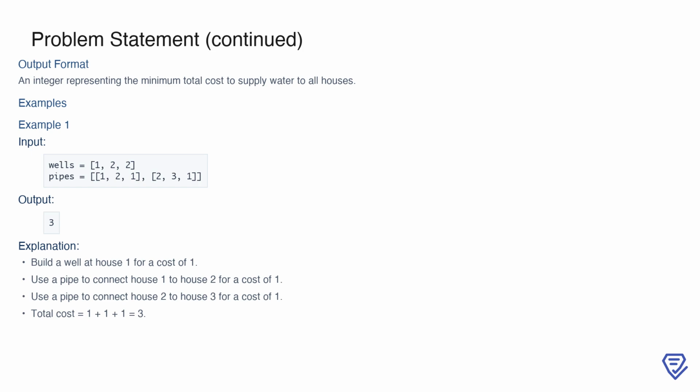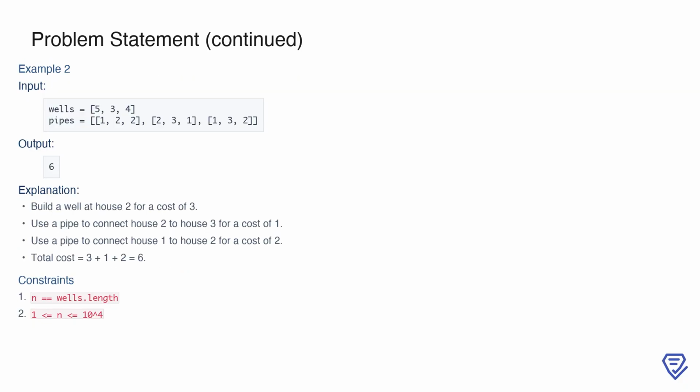The optimal solution is to build a well at house 1 for a cost of 1, use a pipe to connect house 1 to house 2 for a cost of 1, and use another pipe to connect house 2 to house 3 for a cost of 1. This results in a total cost of 3, which is the minimum possible. Let's look at another example to further clarify.